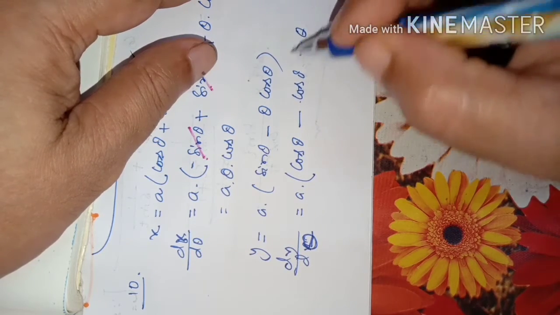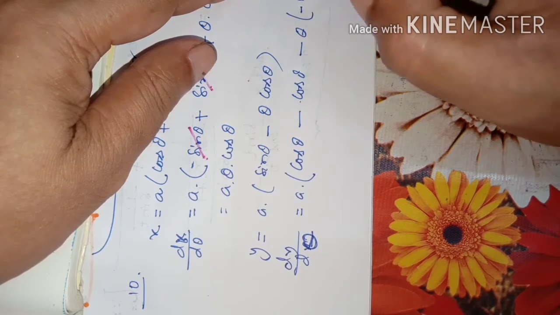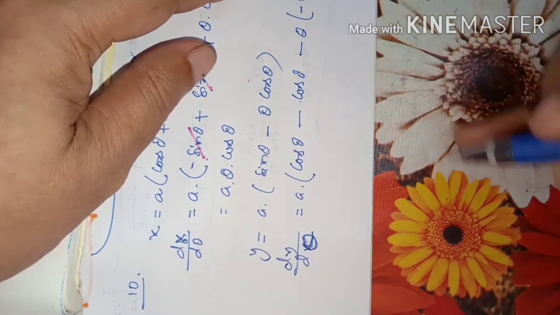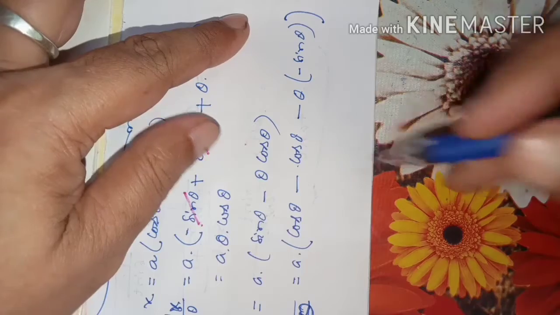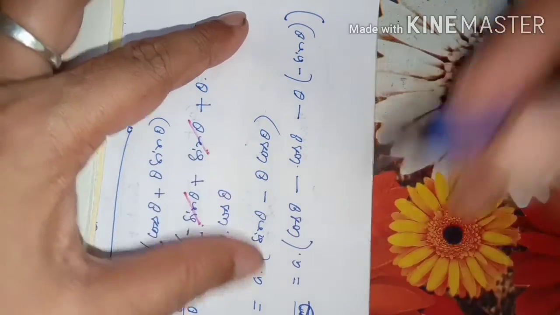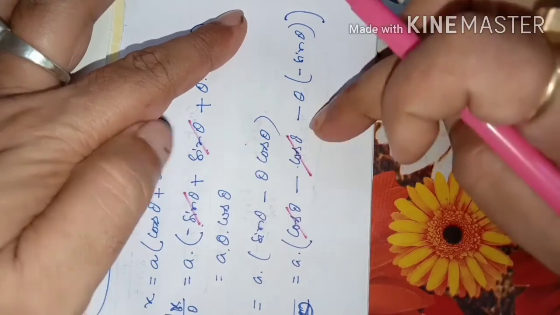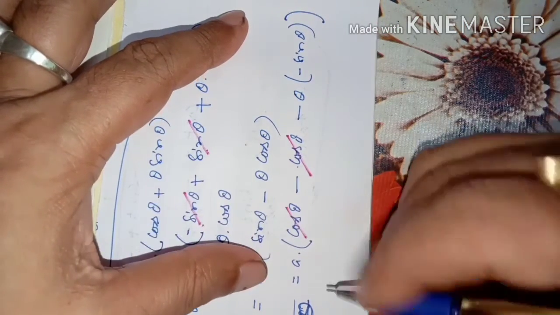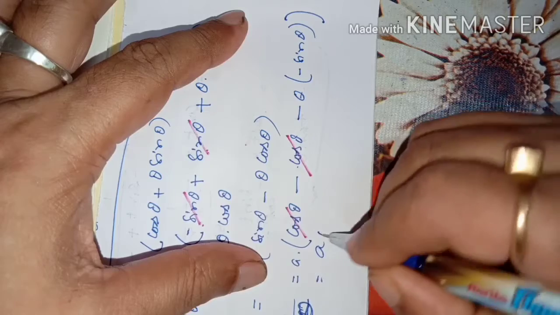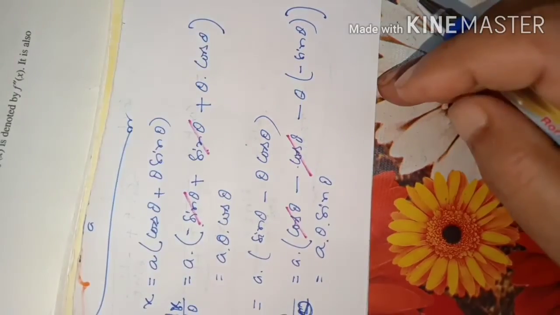So theta will be as it is. Then cos theta's derivative is minus sin theta. This is bracket closed. Got the idea? Then this minus and this minus will make it plus. Then cos theta cancels, so here also cos theta will get cancelled and this will become positive. So a theta sin theta, a theta sin theta. So this is dy by d theta.